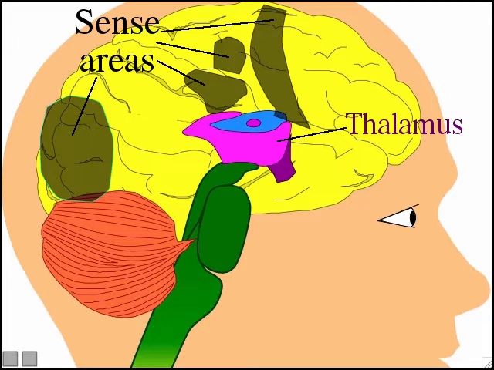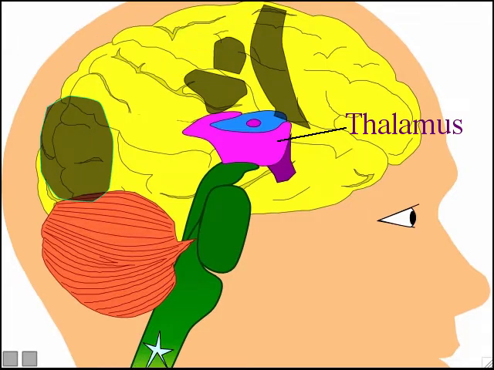Let's just say that somebody touches part of your skin. So we're talking about a touch sensory nerve signal. So here comes that touch sensory nerve signal. The thalamus somehow figures out, hey, that's a touch sensory nerve signal, and so the thalamus sends it to the primary sensory area, which is where the touch signals go for interpretation, like you see there.